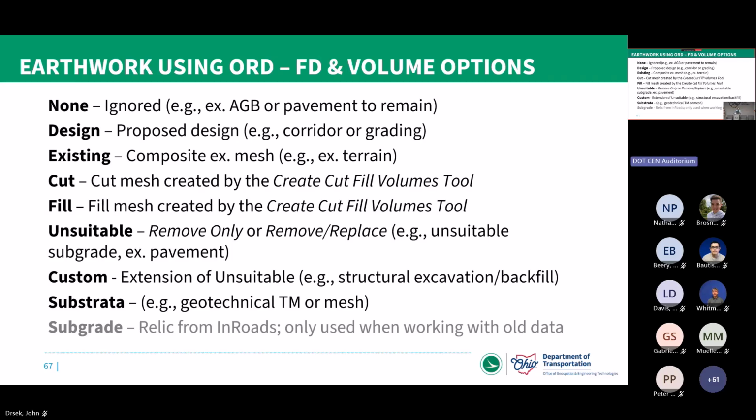The unsuitable, custom, and substrata. So the unsuitable, we're going to use that for either pavement removed, or if you've got unsuitable subgrade, you can put that into your corridor as well for an undercut or chemical treatment to pull it out as a separate pay item. And an expansion upon that is also with custom. So you could assign certain custom feature definitions to that if you wanted to, say, split your structural excavation backfill for a retaining wall or something like that.